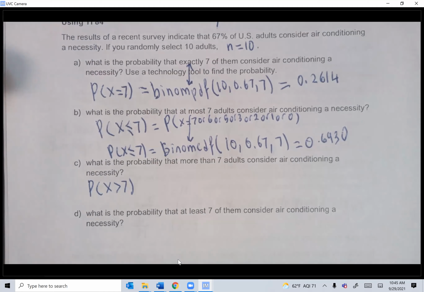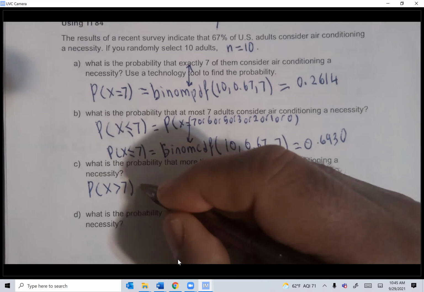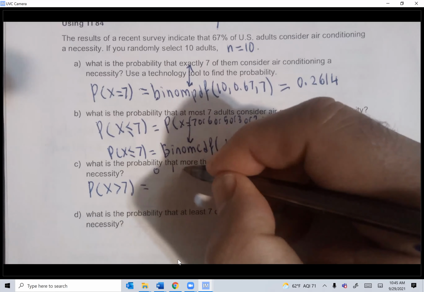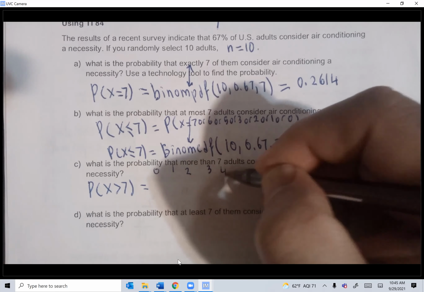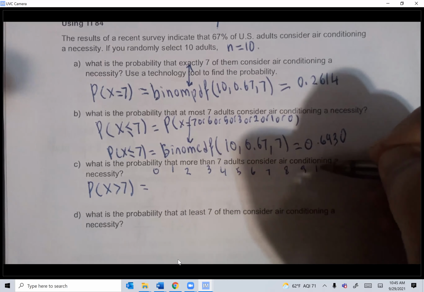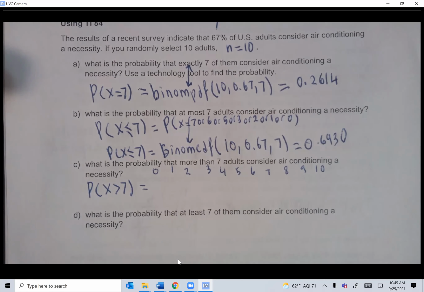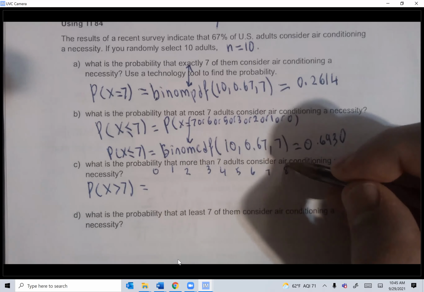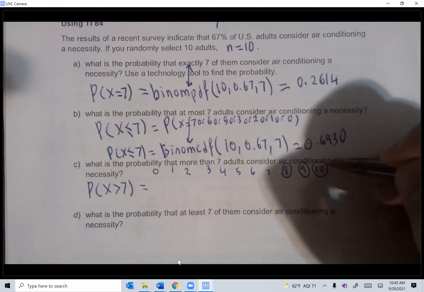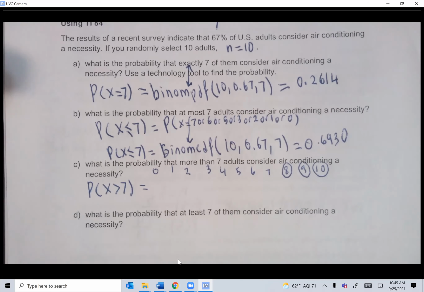Okay, who can help us answer this question? Okay, I have the variable 0, 1, 2, 3, 4, 5, 6, 7, 8, 9, 10. Okay, guys. More than 7 means what? Means this, or that, or that. 8, or 9, or 10. Any idea, guys? How would you do it?